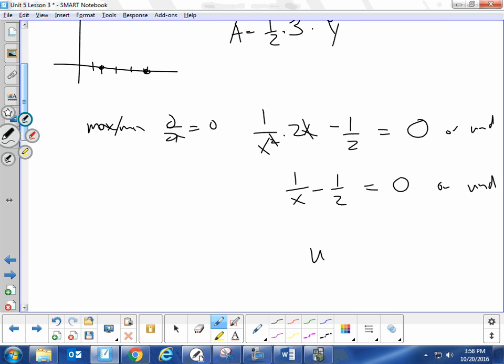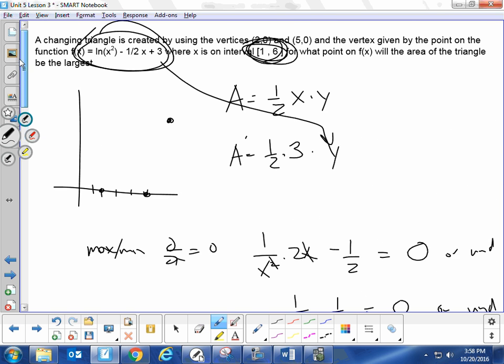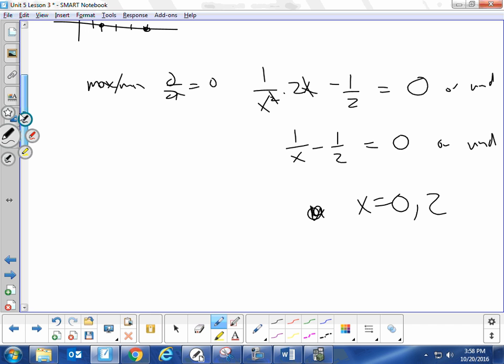So we are undefined when x is 0. And what has to be here? Well, 1 over 2 minus 1 over 2 is 0, so 2. Thankfully, my interval's from 1 to 6, so I do not have to include 0. So I have a possible candidate, 2.